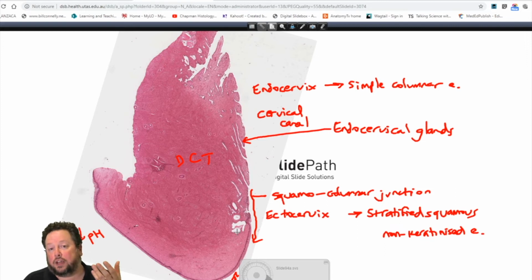And so they still undergo the same sort of normal hormonal changes, but now they can't actually release their secretions onto the surface here. So these are actually known as cervical cysts or cervical follicles.